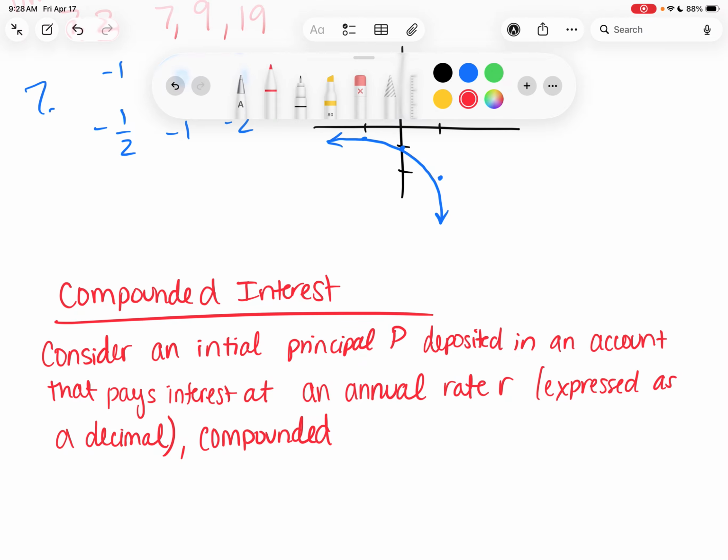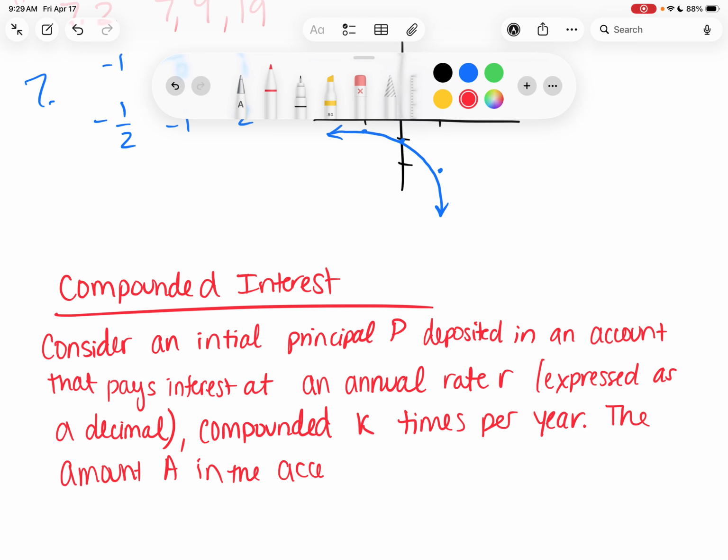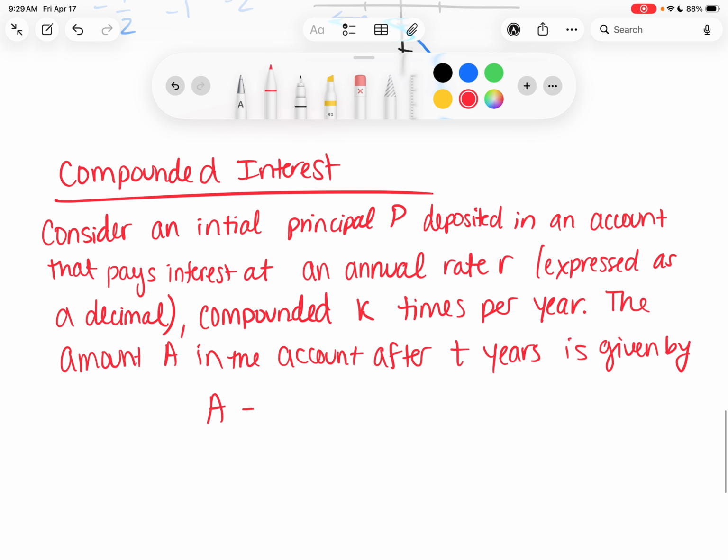So compounded n times, I'm going to say K because that's what the pre-cal book's going to use. I'm going to say K times per year, so I'm going to modify it from the book. The amount A in the account after T years is given by A equals P times 1 plus R over K raised to the KT.